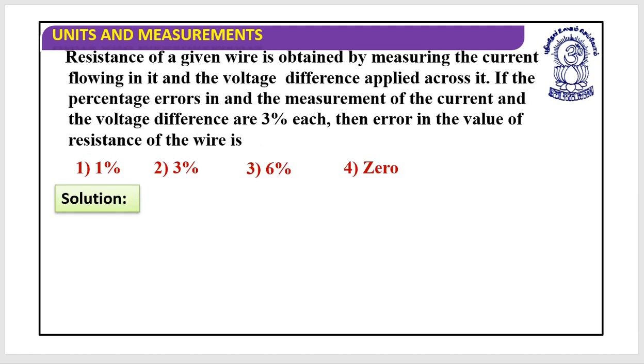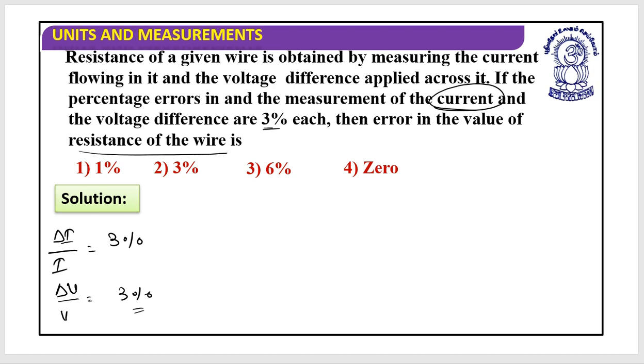The next question, go through it very carefully. They have given that the resistance of a given wire is measured by measuring the current flowing through it and the voltage difference applied across it. The percentage error in the measurement of current and the measurement of the voltage, both are 3%. Then find the error in the value of the resistance of the wire.